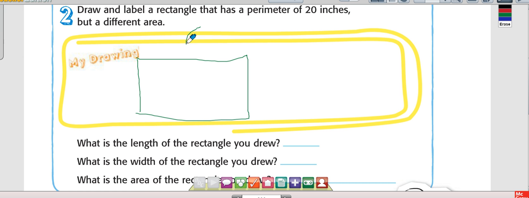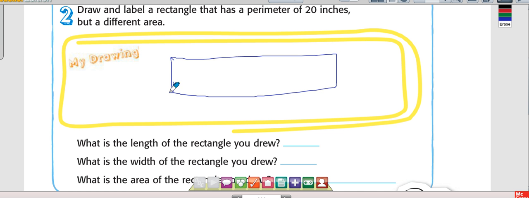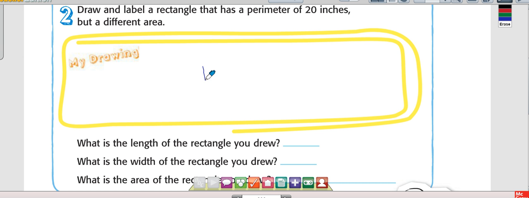So some of you guys had 5 and 5. That's also a perimeter of 20. Some of you guys had 3 and 7. So if you used also 8 and 2, 9 and 1. If you guys use 9 and 1, maybe something like this, 9 and 1. Okay. So let's say if we did 7 and 3.